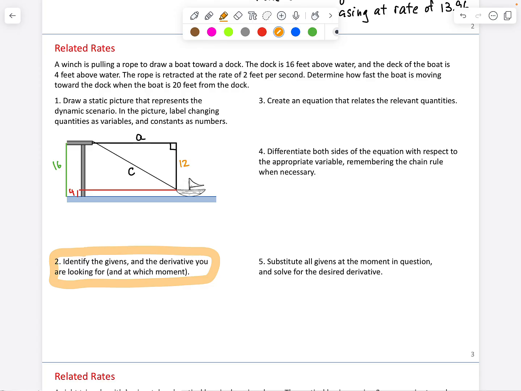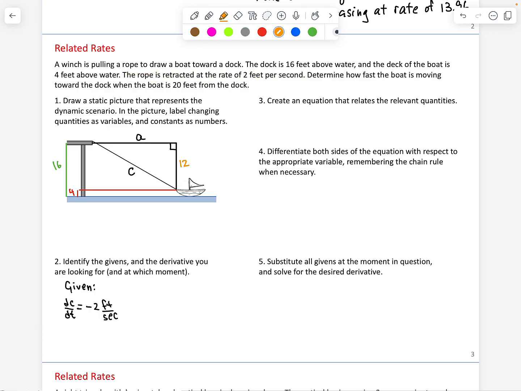Step 2 is identify the givens and the derivative you are looking for and at which moment. Okay, parsing out the prompt, here's information that we've already interpreted, giving us that the height of the triangle is a steady 12 feet. The next bit of information that's given is that the rope is retracted at the rate of 2 feet per second. Well, the side of the triangle that represents the rope is C, the hypotenuse. So we are told that we are losing 2 feet per second. This is a rate of change of C. It's given that dC/dt is 2 feet per second. And keep in mind that we are losing length. So the rate of change should be negative 2 feet per second.